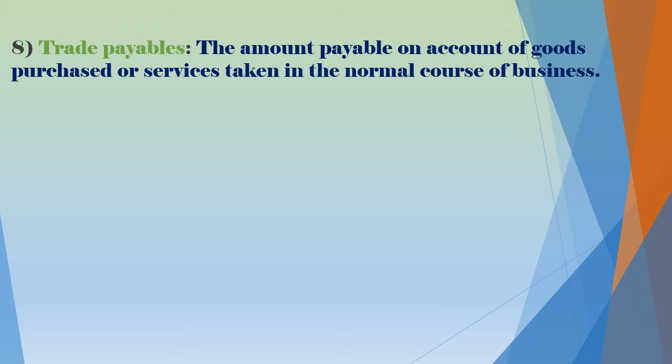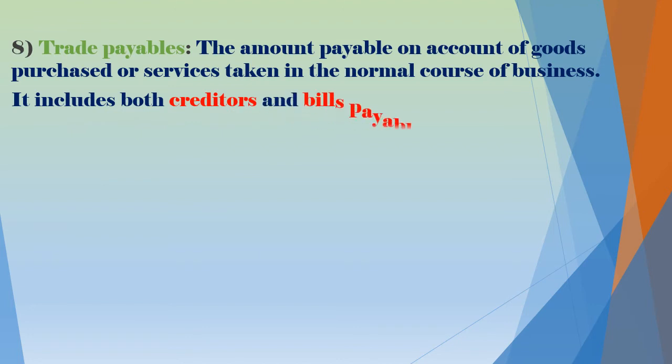Like if you have a furniture shop, you buy the woods and planks. If you are a car dealer, you buy the cars. If you have a business of, let us say, clothes, you purchase these things normally as a daily routine, and the amount that is payable is called trade payables. It includes both creditors and bills payable.